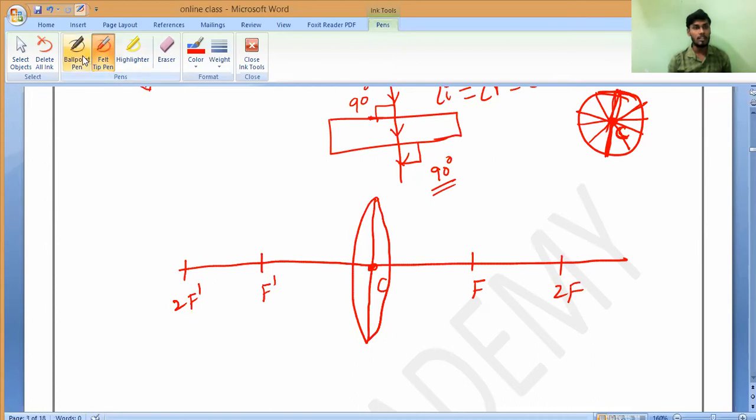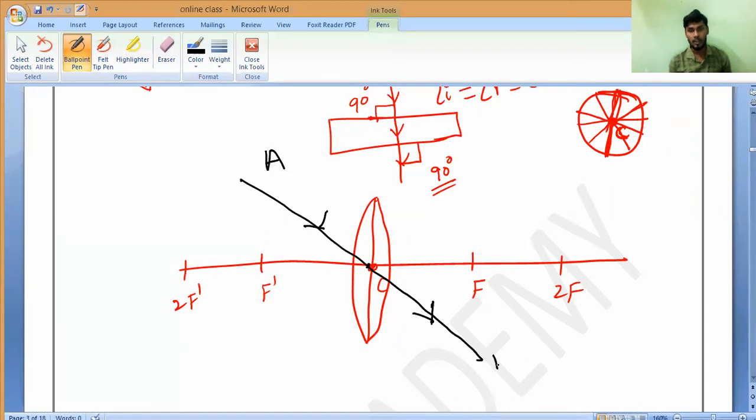So if I insert an incident ray exactly in a straight line, going through the optical center, then it will go straight without any deviation. This is called the incident ray AO and the refracted ray is OB. Now, in the case of mirrors, what is happening?